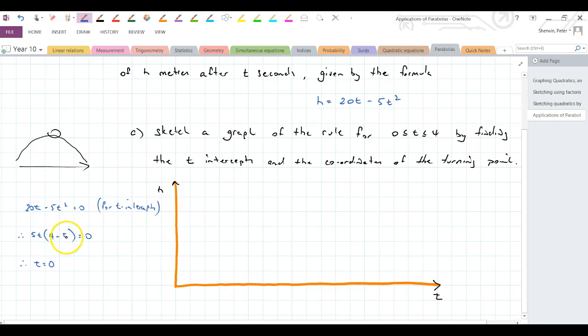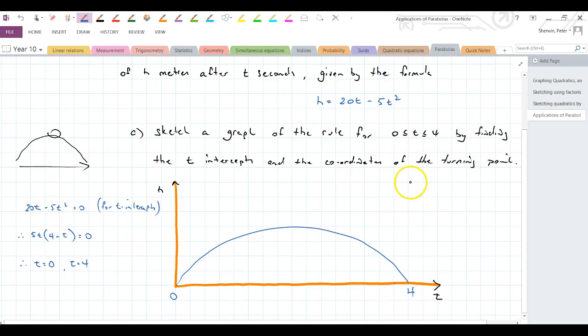4 minus t equals 0. What's the value of t here that makes 4 minus t equal to 0? Well, that'll be t equals 4. So when t equals 0, we're at h equals 0. The t-intercepts: when h is 0, we get t is 0, and we get t is 4. So what's happening here is that it's going up and down. That's my 4 there, that's my 0 there. That's a model of this graph. Now you can see it's minus 5t squared, so it is a sad face, concave down. So that's a sketch of the graph from t equals 0 to 4, and we got that just by factorizing and making it equal to 0.